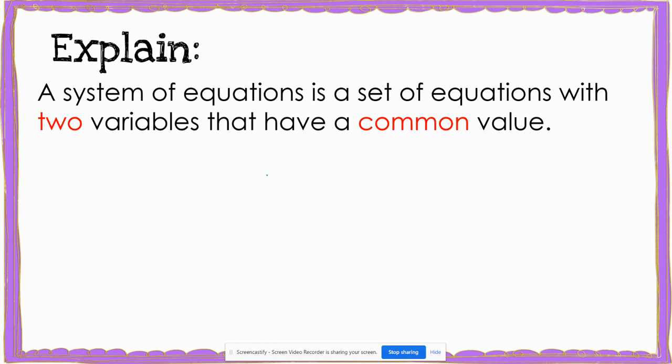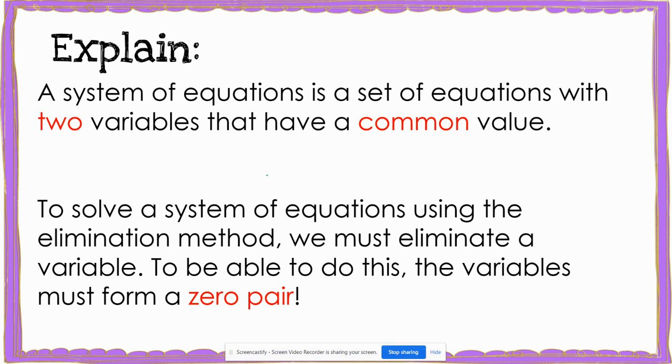We know that a system of equations is a set of equations with two variables that have a common value. To solve a system of equations using the elimination method, we must eliminate a variable. To be able to do this, the variables must form a zero pair.